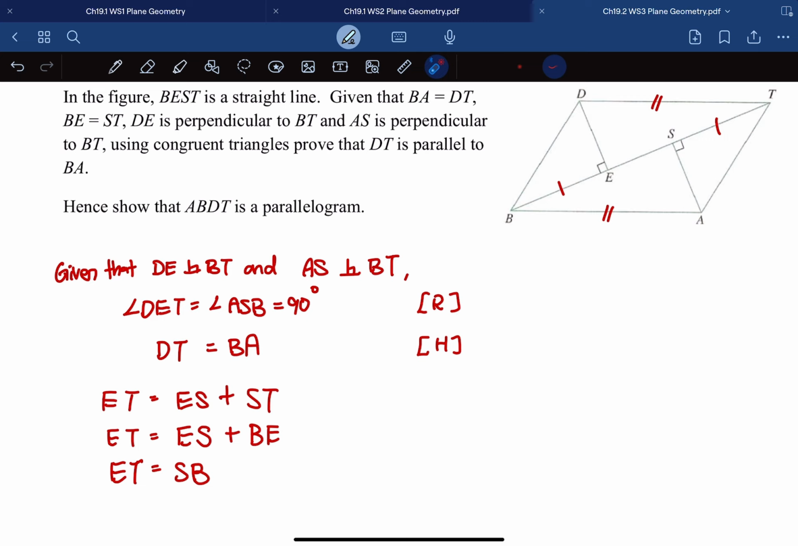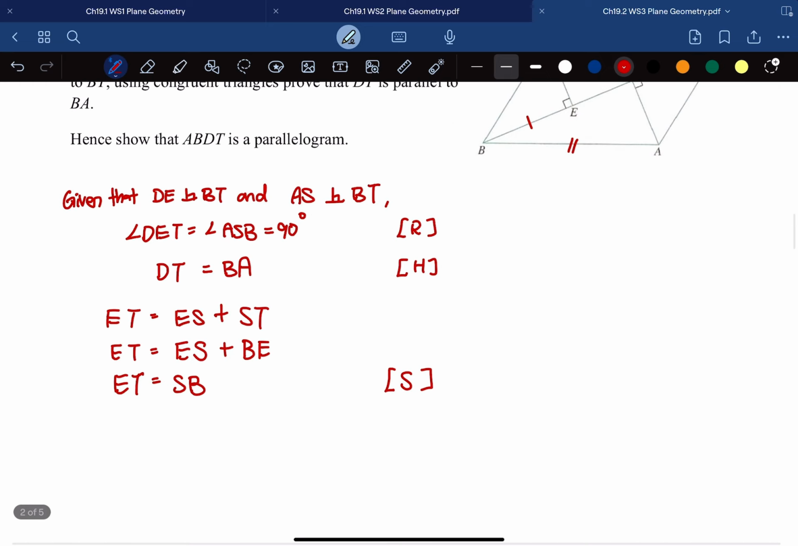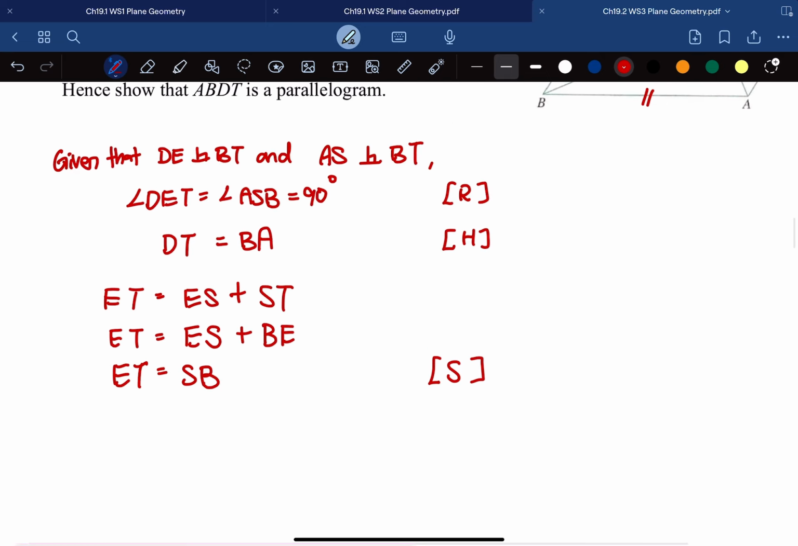Okay, so therefore I have now shown another side of these two triangles is the same. Therefore I can now make the conclusion that triangle DET is congruent to triangle ASB. This is by the RHS congruence test.